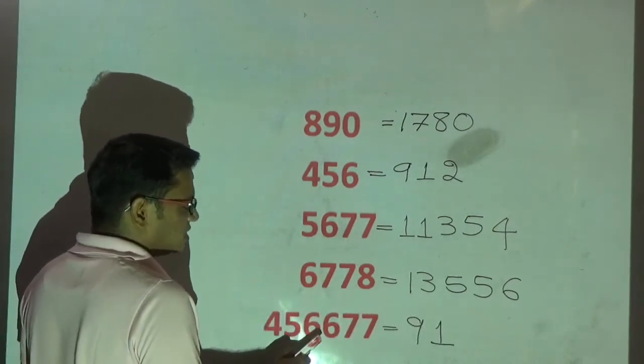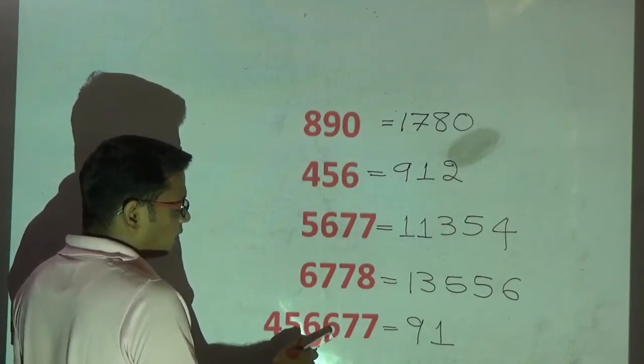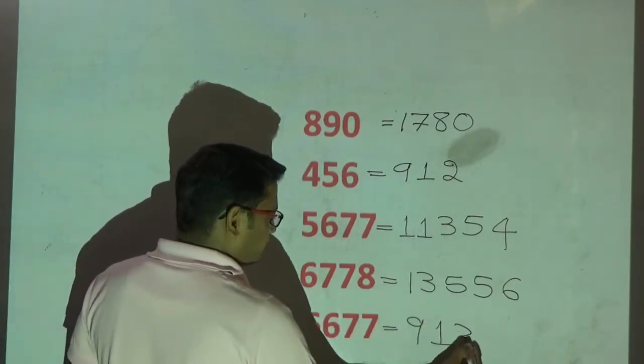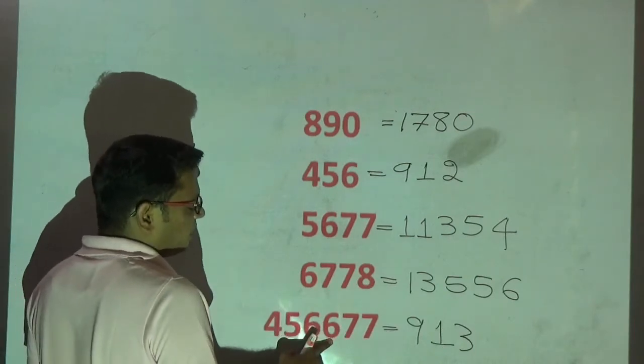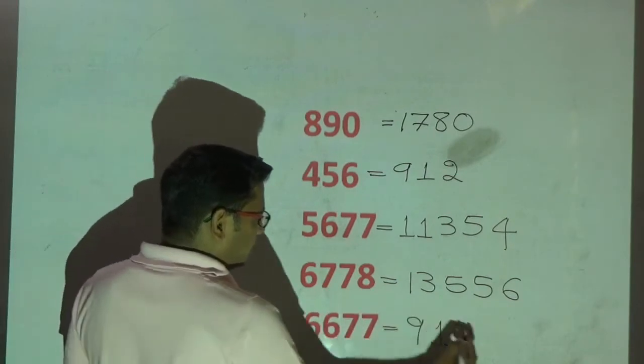Double of 6, answer 12. End digit is 2. But next number is more than 5. Therefore, 2 plus 1, 3. Double of 6, 12. The next number is more than 5. Therefore, 12 plus 1, 13. Write only the end digit.